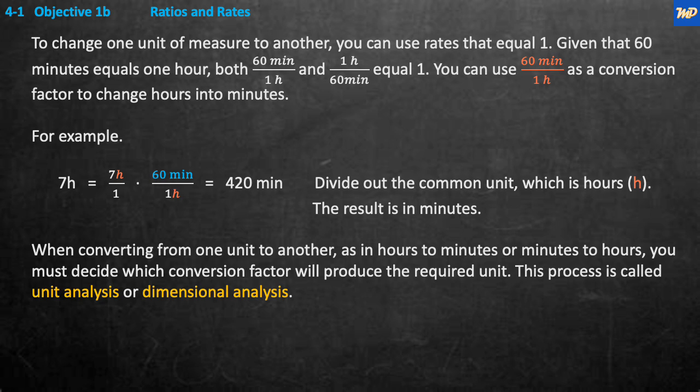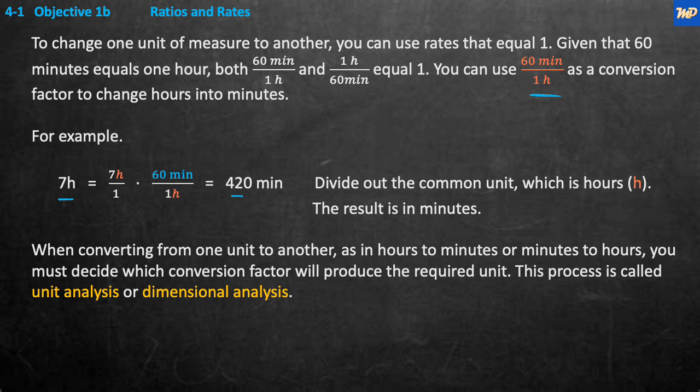So let's take a look at it. Here's the example. We want to change 7 hours into minutes. So what are we going to do? Well, the first thing we'll do is put 7 hours over 1. We'll turn it into a fraction, with a 1 in the denominator, which you can do automatically. And then you're going to multiply that by 60 minutes over 1 hour. When you do that, you're going to get 7 times 60, which is 420.